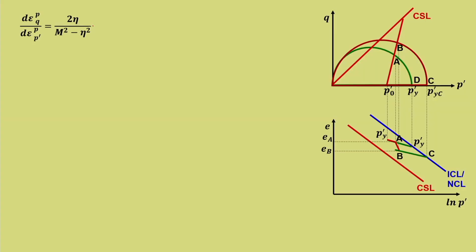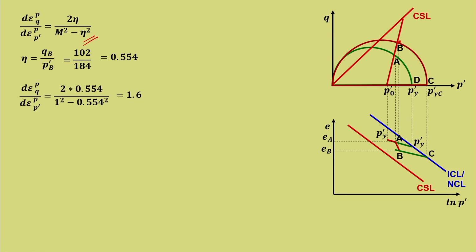Now, we are left with deviatoric stress. So, epsilon QP upon epsilon P dash P is equal to 2 eta upon m square minus eta square. So, this also we know, please refer back. So, eta is equal to QB upon P dash B, because we are considering the point B. So, the stress ratio is 102 upon 184, which is equal to 0.554. M is known, substitute this, we will get the ratio equal to 1.6.